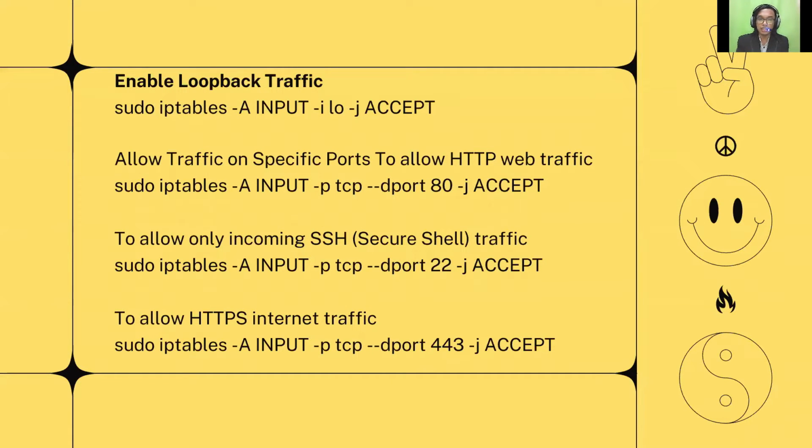And next, this is the command to enable local traffic. And this command is to allow traffic on a specific port to allow HTTP web traffic. And the next command is to allow only incoming SSH secure shell traffic. And the next command is to allow HTTPS internet traffic. You can use that whatever you want.